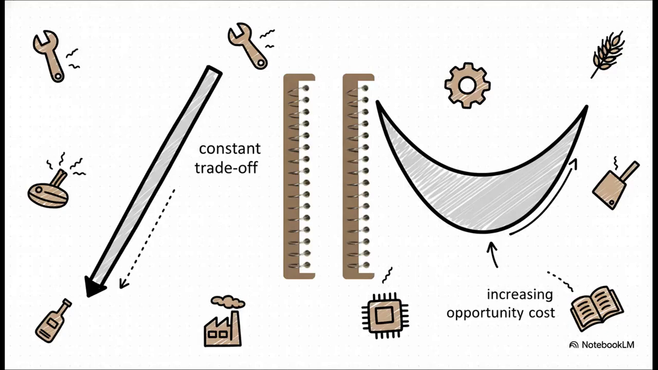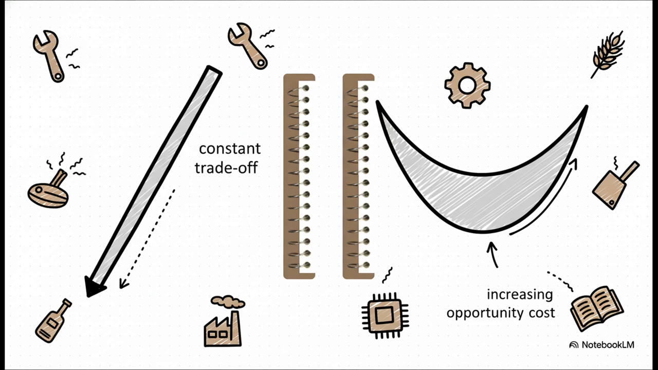Now, you might see a PPF that's a straight line. That would mean the trade-off is always the same. But let's be real, that's not how the world works. In reality, the curve is almost always bowed outward like this. And that shape tells us something really important. It shows increasing opportunity cost.